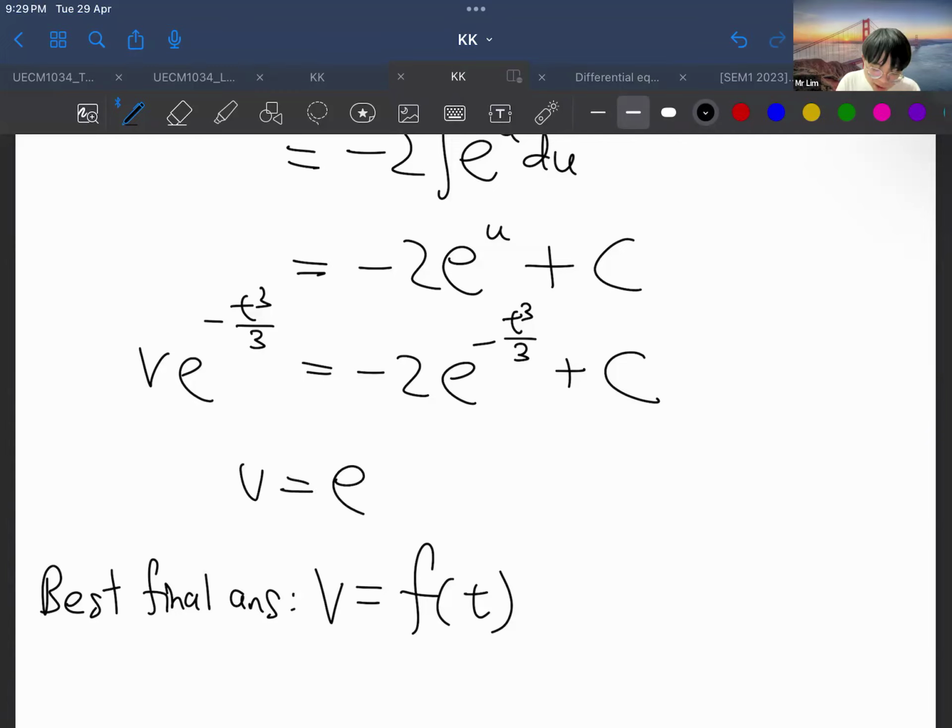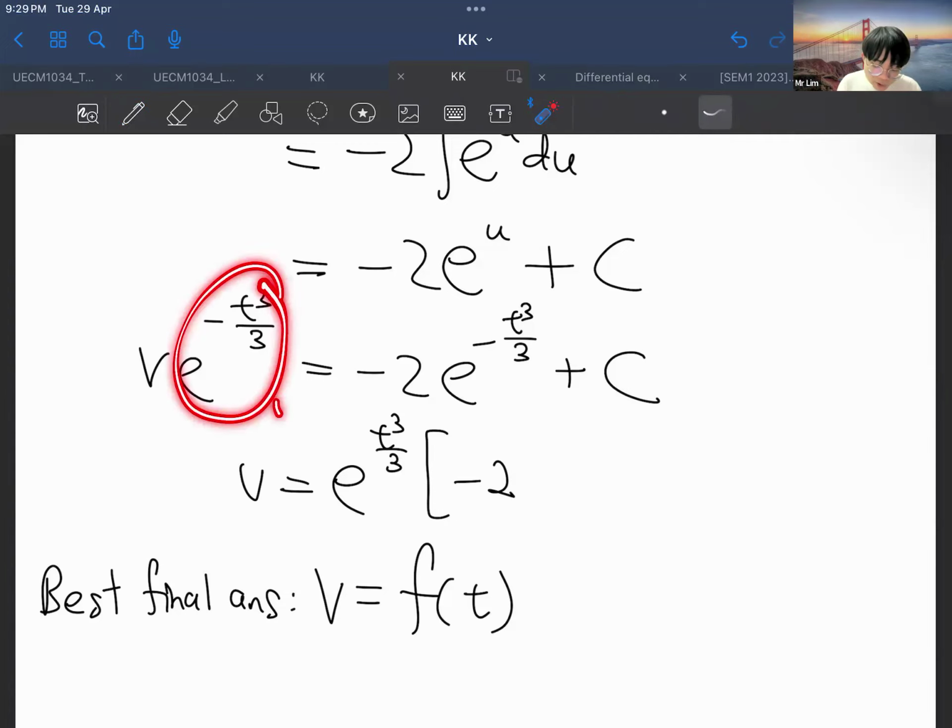So e^(t cubed over 3) multiply with, are you okay with here? This one, when you bring over the other side, it becomes 1 over. But by using index rule, the negative exponent becomes positive. So that's why here is a positive.